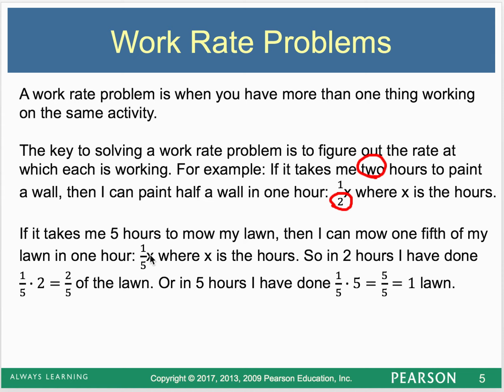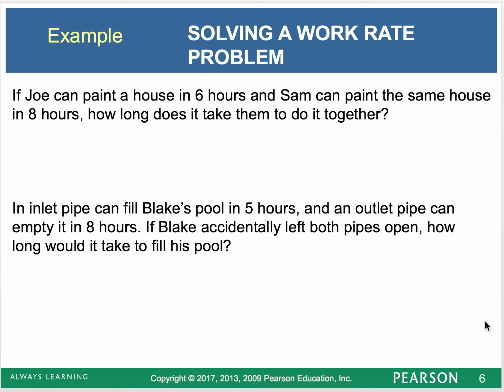So in 1 hour, I've mowed 1/5 of the lawn. In 2 hours, I've mowed 1/5 times 2, or 2/5. In 5 hours, I've mowed 1/5 times 5, or 1 whole lawn. So all of these problems are based on this idea. Put it down to the hourly rate, the minute rate. Okay, so let's look at a couple of those.